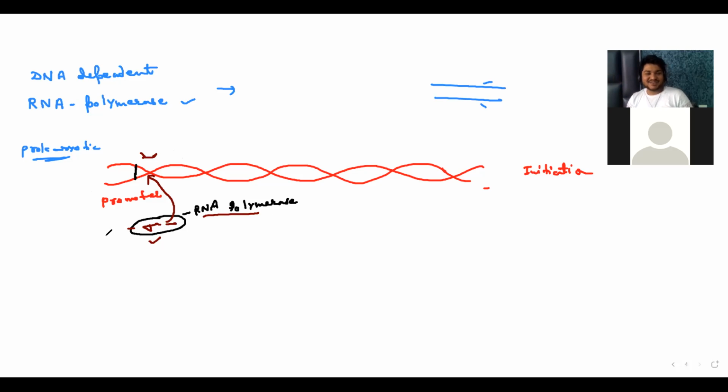So this is the sigma factor, okay? And now the process is started here. See here, from this portion, new mRNA is coming. Am I right?